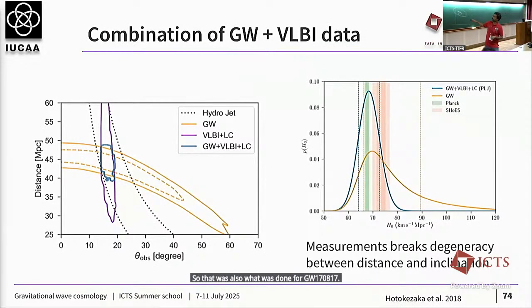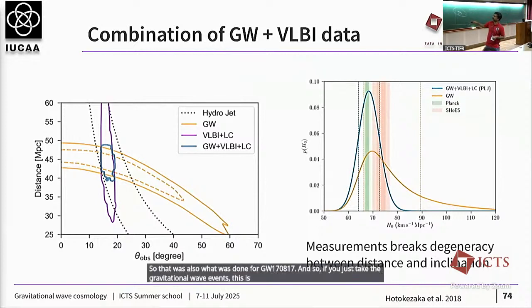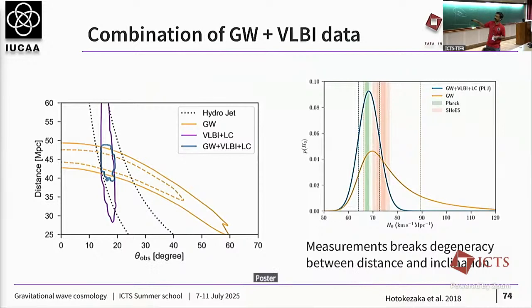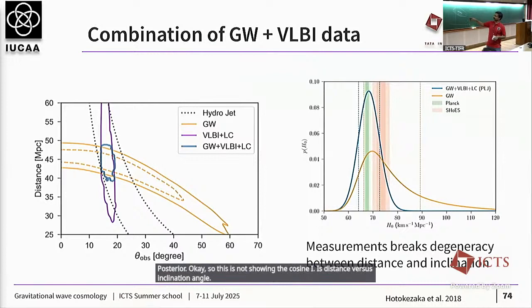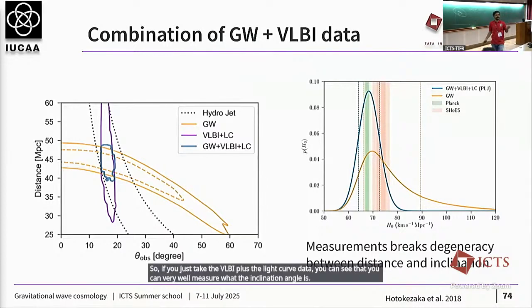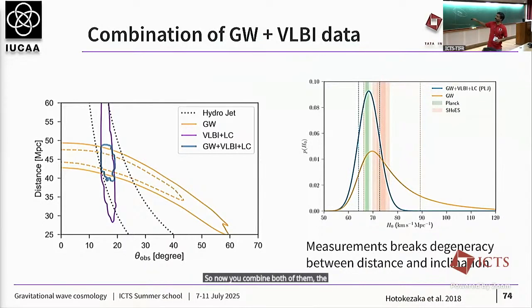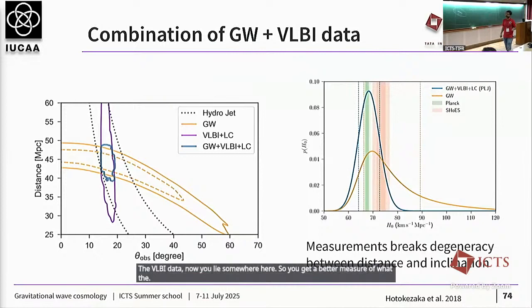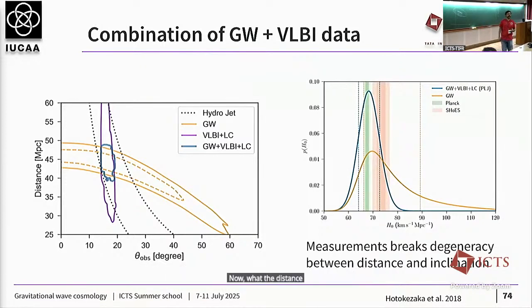So if you just take the gravitational wave events, this is distance versus the inclination angle posterior. This is not showing cosine i; this is distance versus inclination angle. It looks like this, just with the GW event. Now you combine the VLBI plus the light curve data. If you just take the VLBI plus the light curve data, you can see that you can very well measure what the inclination angle is. Now you combine both of them, the GW as well as the VLBI data. Now you lie somewhere here. So you get a better measure of what the distance as well as the inclination angle is.